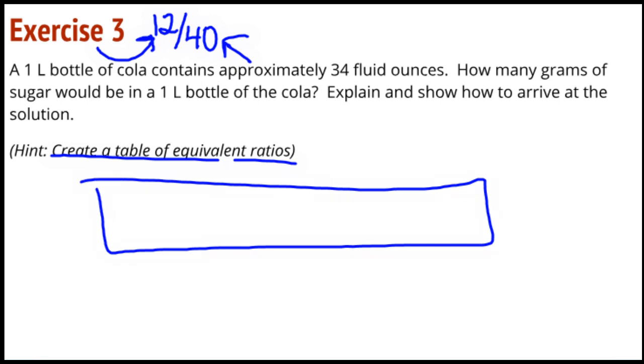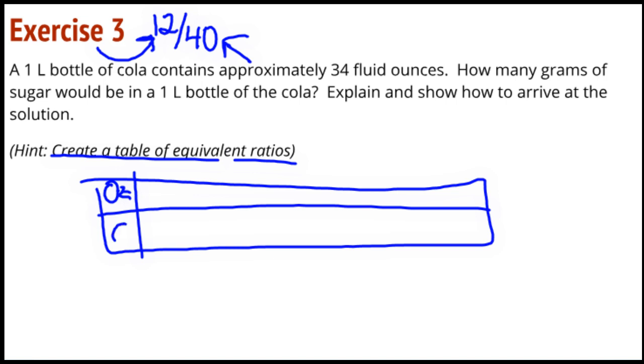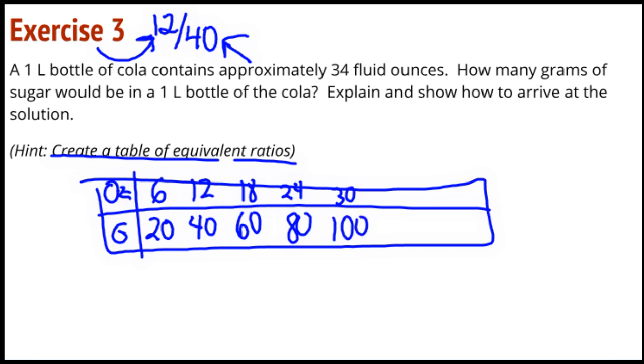So, table of equivalent ratios here. I've got my ounces of soda, got my grams of sugar. I had 6 and 20, and I could double that, 12 and 40, and I could triple it, get 18 and 60, and quadruple, 24 and 80, and I can multiply by 5 and get 30 and 100, and I can multiply by 6 and I could get 36 and 120. And right now my brain just freaked out and said, whoa, wait a minute, I've got a problem.